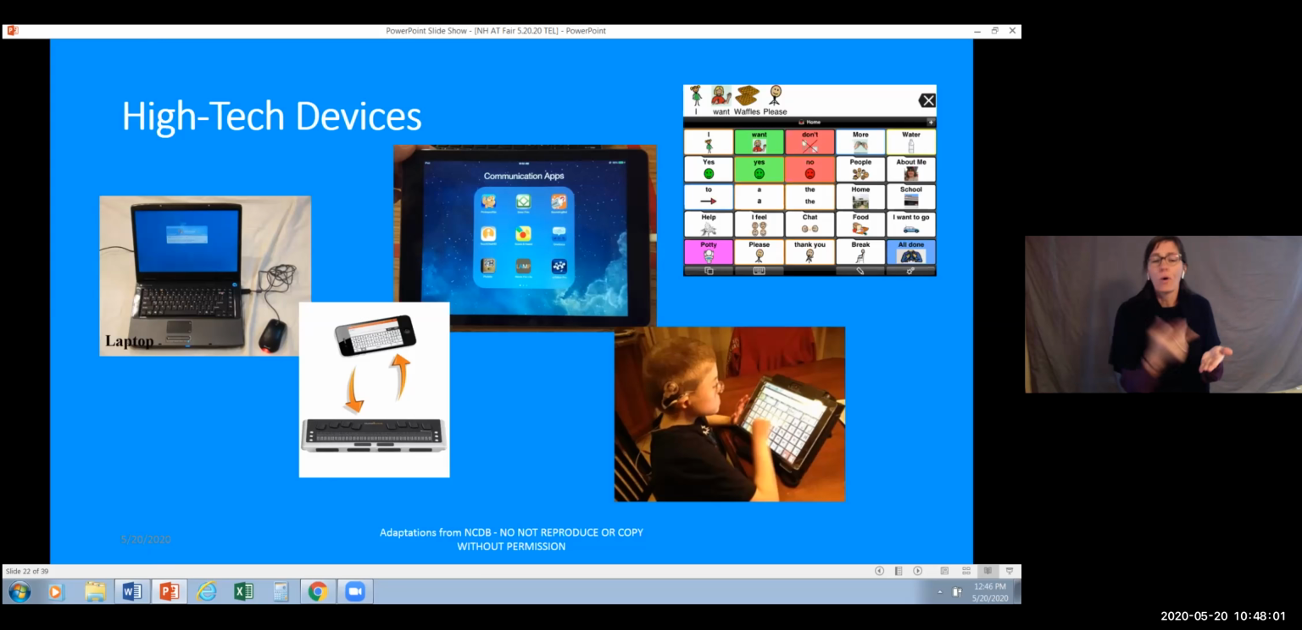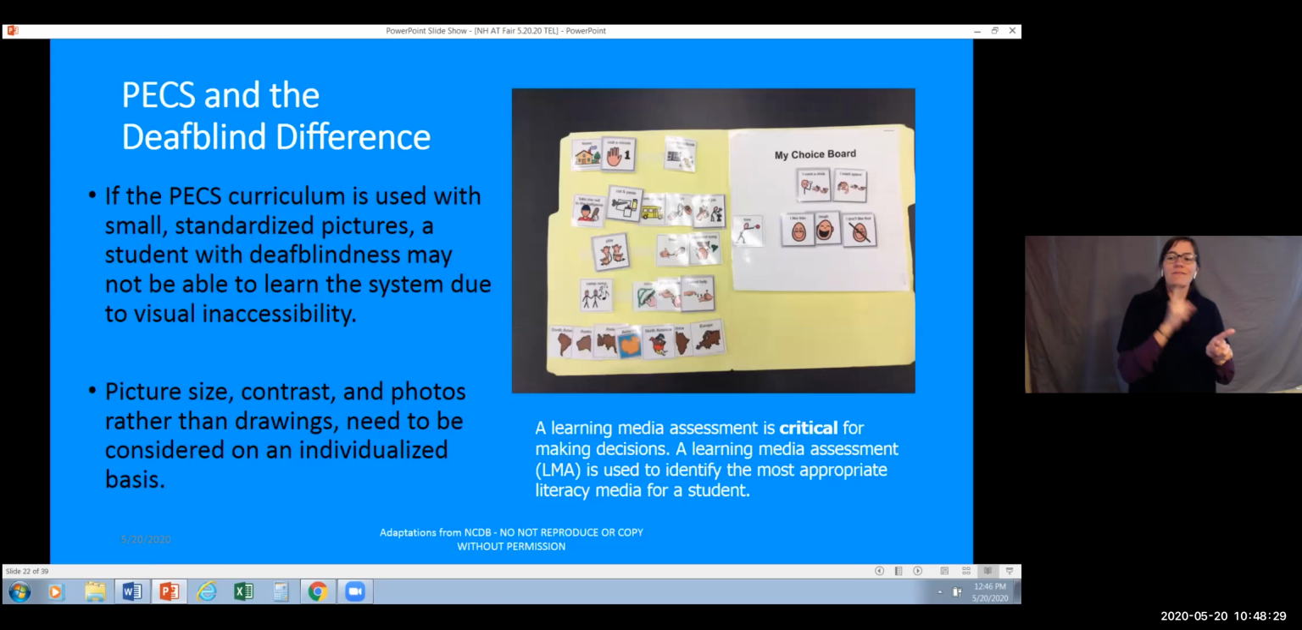But certainly we look at things like a laptop or braillers that have various options, all of the apps that are out there, devices like Proloquo2Go. You can see that it's just a huge array, and I've indicated a link in the resource section of this presentation that has a whole list of high-tech devices as it relates to this population and those with sensory issues.